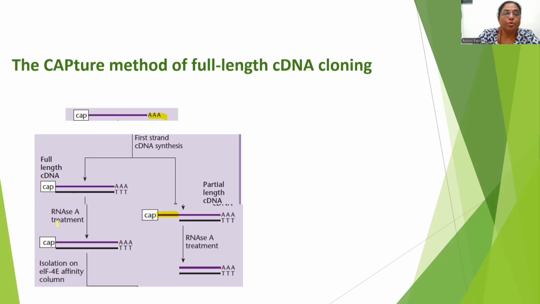For that purpose, you treat your sample with RNase A. RNase A is an RNase which cleaves single-stranded RNA. So this RNase A is going to cleave the single-stranded RNA that is present in the partial length cDNA. So here there is a cleavage. Now this DNA-RNA hybrid, the partially synthesized cDNA, has no presence of the cap.